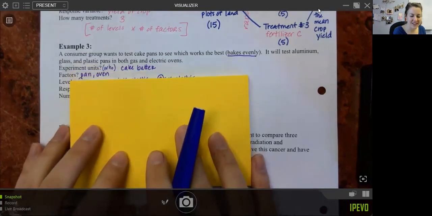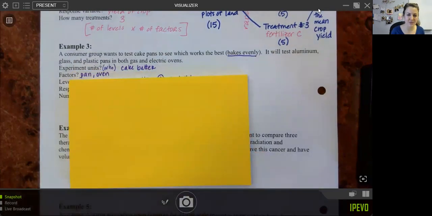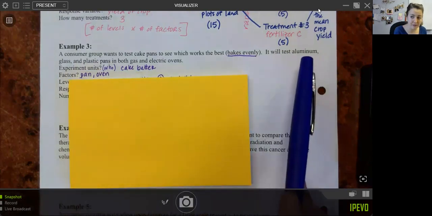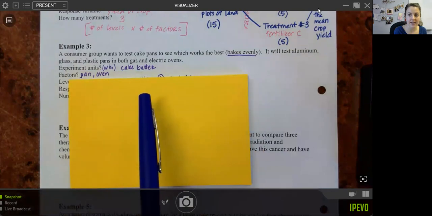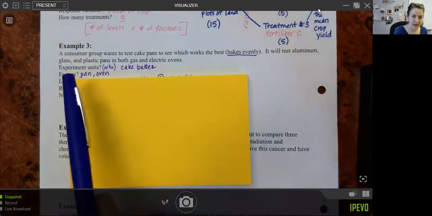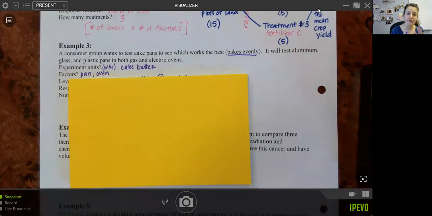Factors. I want you to write these down on your own outline as well. So the factors are the different types of variables that we're testing. We're testing the pan type. We're also testing the oven type. So the pan and the oven are our 2 different variables, which is another word for a factor.